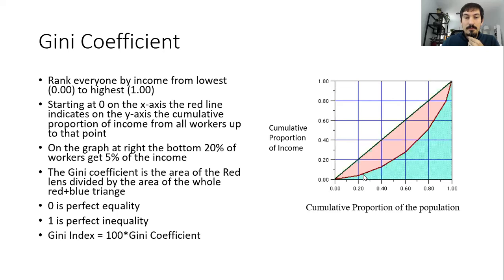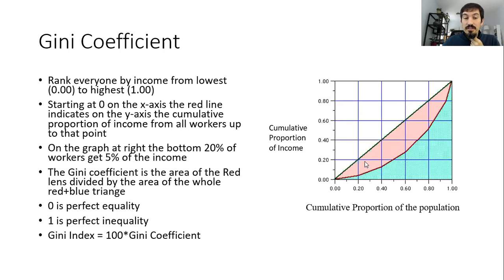It's the area of the red lens divided by the area of the whole blue triangle. So what does this mean? Let's say there's 0 area in the red lens. That would mean this red line and this green line are completely overlapping. That means there's perfect equality. Every single person in the country is earning the same income. So that's a Gini coefficient of 0. 0 means everybody's earning the same income, and the red line and the green line are completely overlapped.